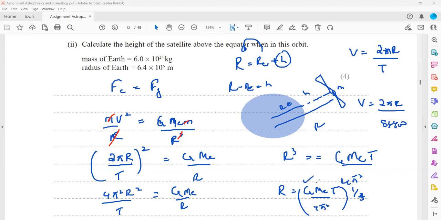So G is the gravitational constant, 6.67 exponent minus 11. The mass of Earth is given in the question. The time period is also 24 hours, which is 86,400 seconds. 4 pi squared is a constant. So take 1 by 3 of this. You will get R, and then subtract the radius of Earth from this R. So we'll get the value for h.